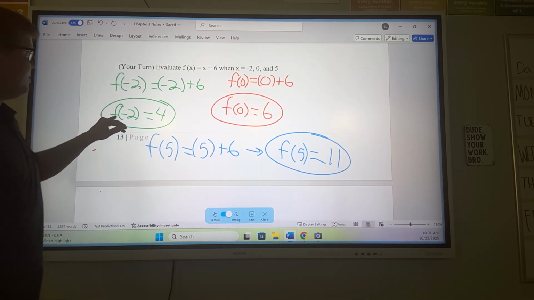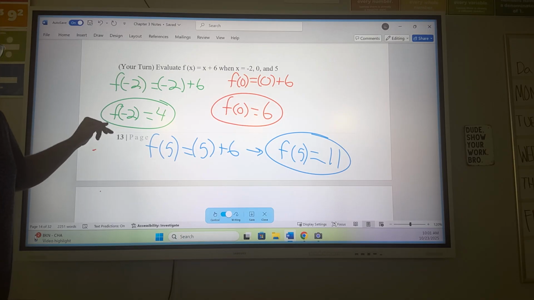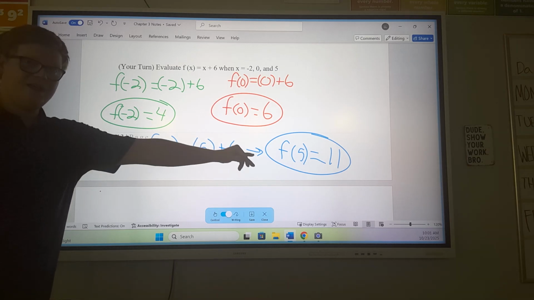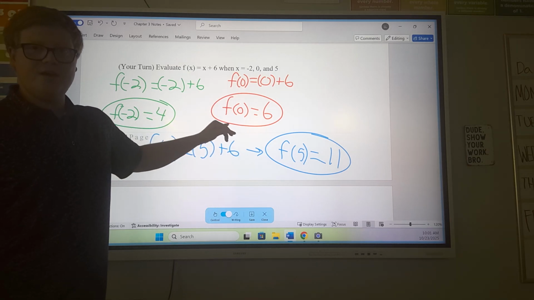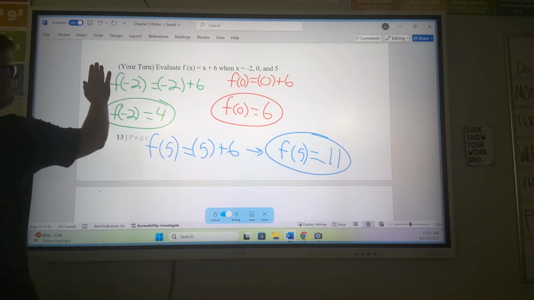And again, we're just treating these like y. We are just saying, when I plug negative 2 in for the function, I got 4. When I plug 5 in, I got 11. And when I plug 0 in, I got 6. That's all we are doing. Okay, let's move on.